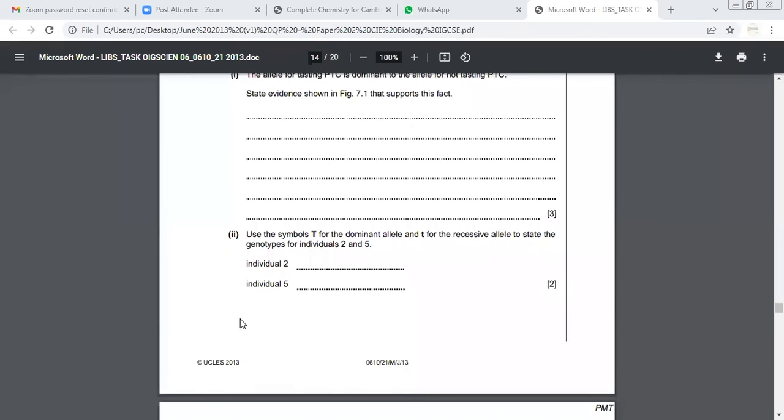Now there is one question: use the symbol capital T for the dominant allele and small t for the recessive allele to state the genotype for individuals 2 and 5.